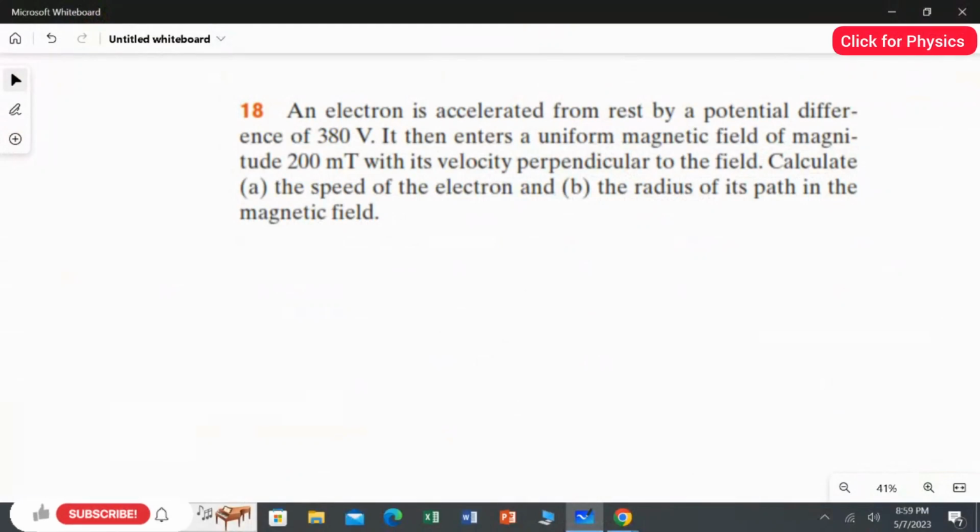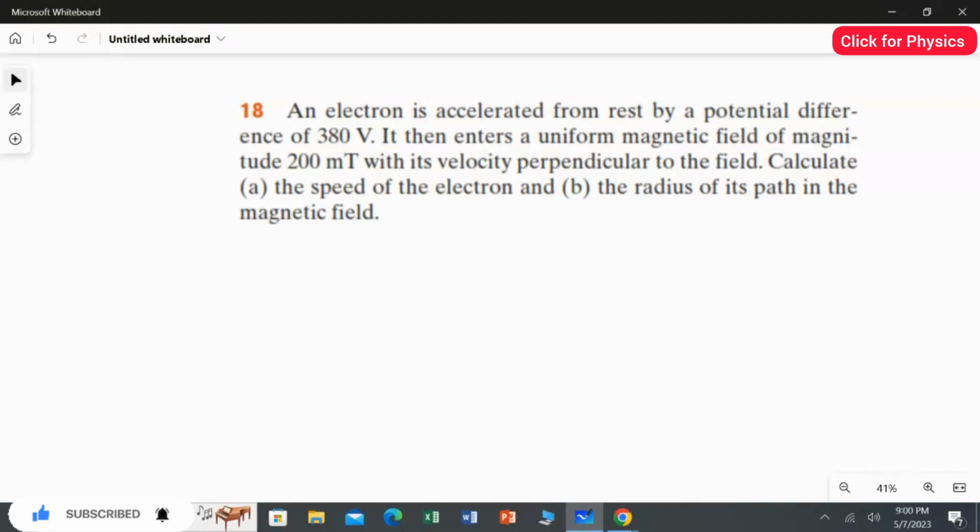Problem 18. An electron is accelerated from rest by a potential difference of 380 volt. It then enters a uniform magnetic field of magnitude 200 millitesla with its velocity perpendicular to the field. Calculate the speed of the electron and the radius of its path in the magnetic field.